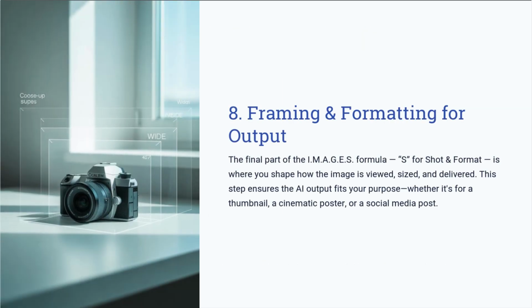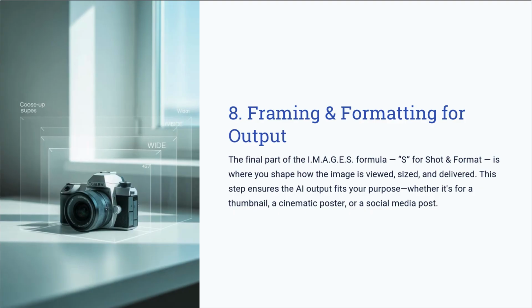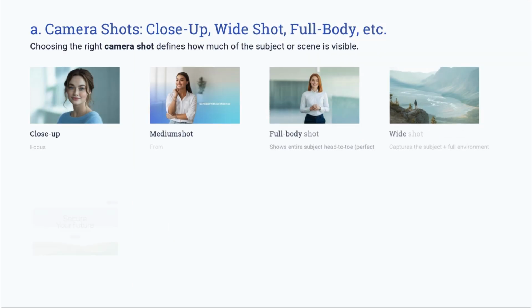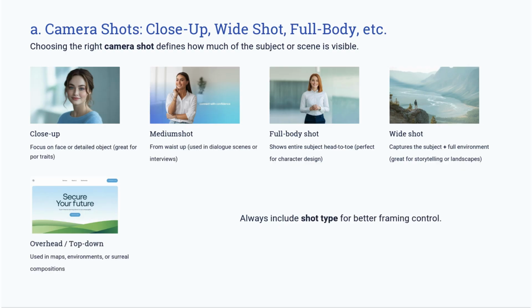We're at the final piece of the IMAGES formula, S, for shot and format. This is all about how your image is framed, what angle it's seen from, and how it's delivered, so it actually fits the platform or purpose you need. Let's talk about camera shots, because how much of the subject you show totally changes the feel of your image.